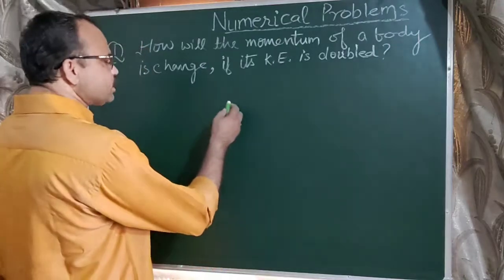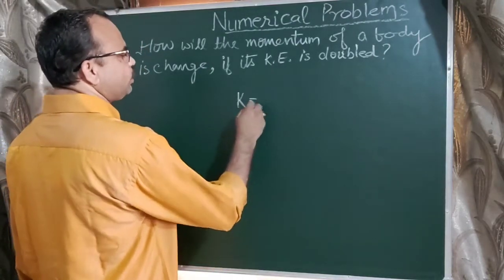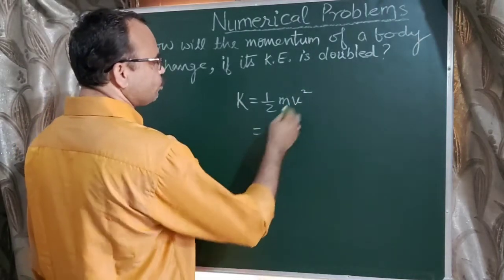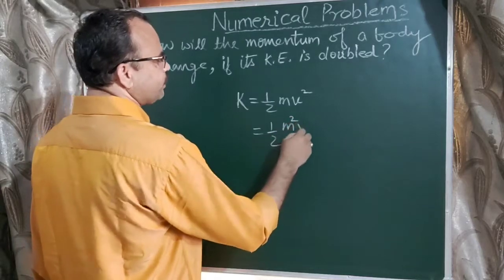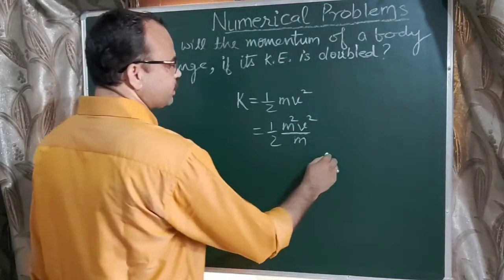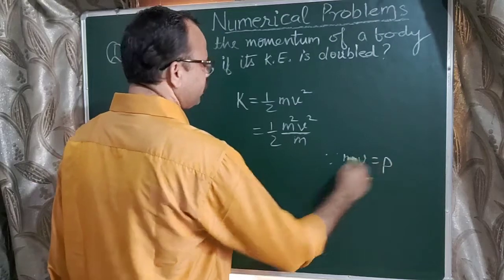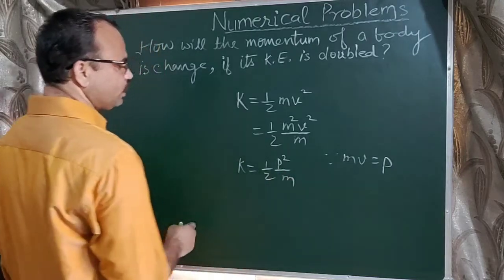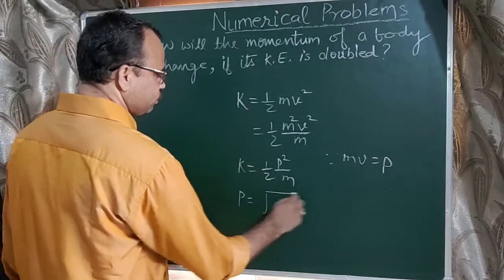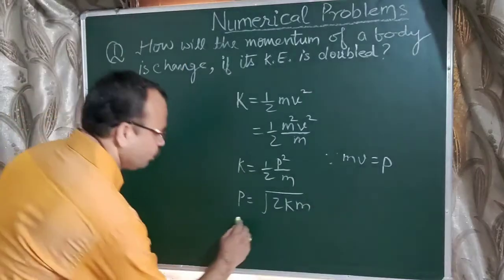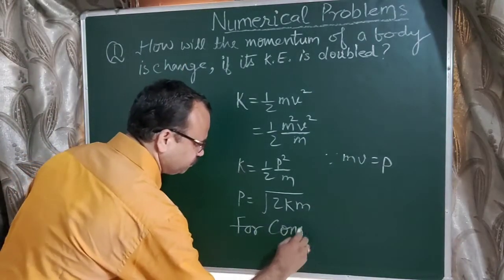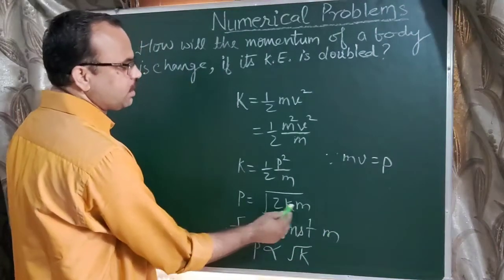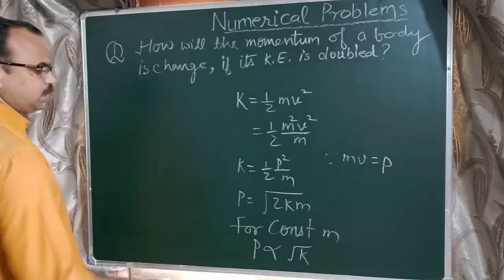Okay, so as we know that K equals 1 upon 2 m v square. Multiplying and dividing by m, we get 1 upon 2 m square v square upon m. Since m into v is equal to p, therefore K is equal to 1 upon 2 p square upon m. So p equals under root 2 K m. For constant m, p is proportional to root of K, because 2 is a constant and m is a constant.